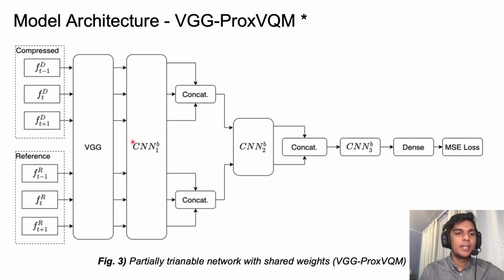The outputs from this block are then concatenated and fed into a convolutional neural network block whose weights are shared across the compressed and reference branches. This network produces the temporal characteristics of the video, which are then concatenated and further processed to produce the final score.